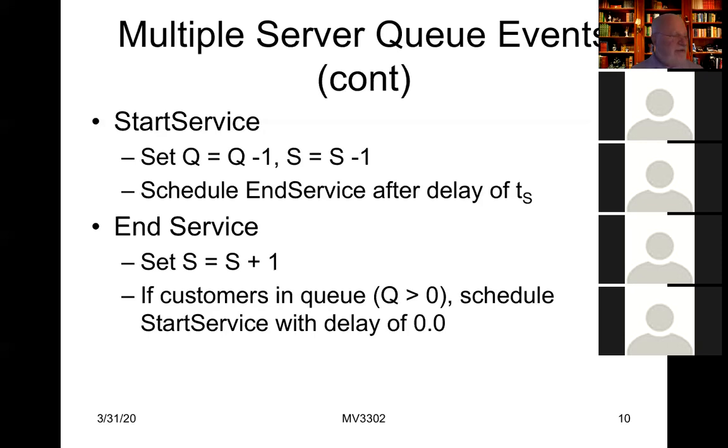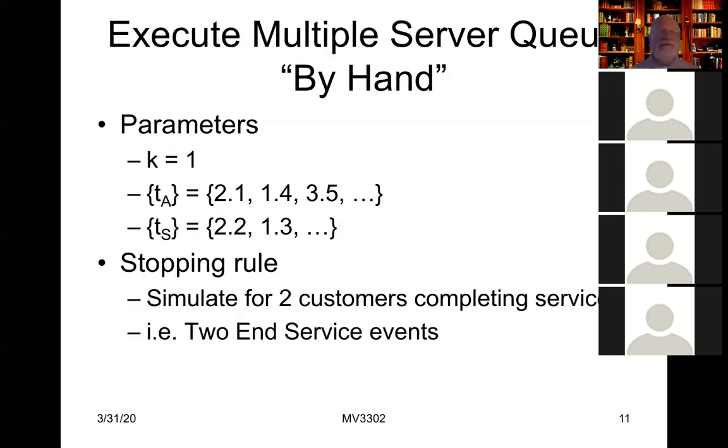And when we look at our example, this will hopefully make this a little more clear. What we're going to do is execute. Basically, we're going to be the event list for this model. And for the parameters for this model, I've chosen k equals 1.